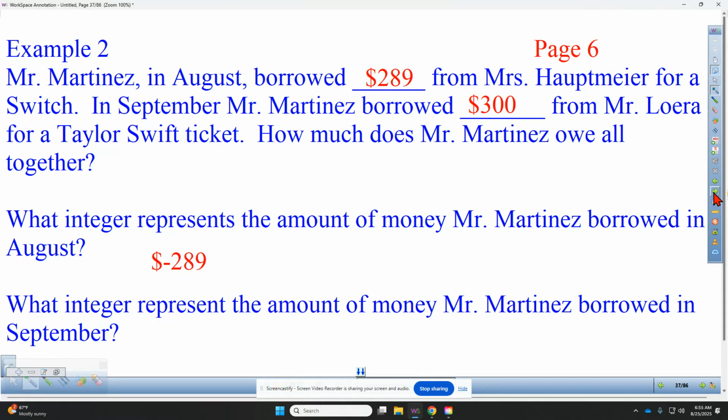So how would we represent how much money he borrowed from Mr. Loera in September? Take a moment and think and write down what you think would be the amount that he borrowed. We would show that as a negative $300. Again, when you're borrowing, that's usually considered a negative. When you earn money or get money as a gift or something like that, that's considered a positive.